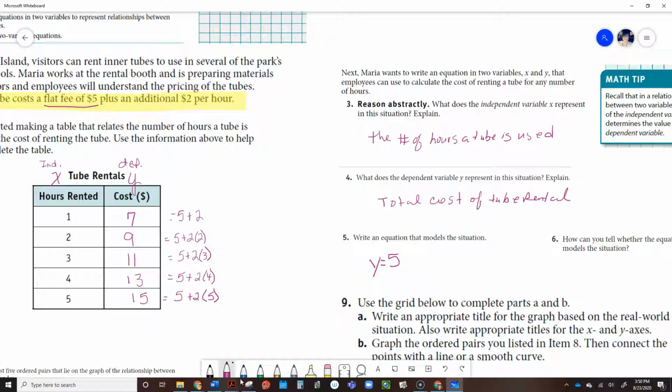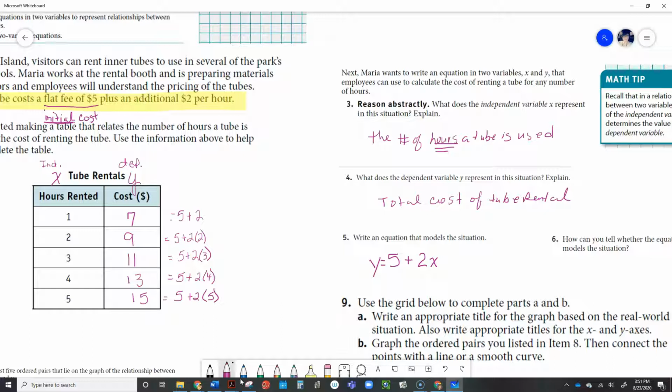Another vocabulary word that you might want to get familiar with is initial. The initial cost, the initial height, the initial position, the initial time. It's the beginning. That's another way to say when we started all of this. It cost $5, and then we added $2 for each hour. And they said up here that we were going to let X represent the number of hours. So this is an equation that models this situation.